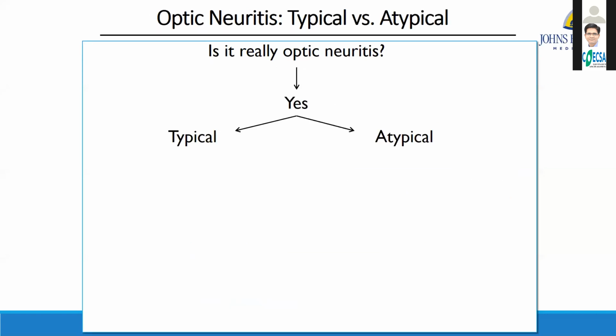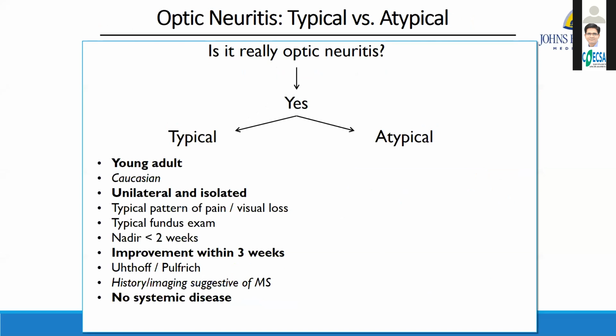But what if it is optic neuritis? The next question for us is, is this typical optic neuritis or is this atypical optic neuritis? And so how do we differentiate those? So typical optic neuritis tends to present in young adults and also pediatrics, as we've heard. I've put Caucasian in italics here because we'll talk about a bit later that I think the data around that is really skewed. Again, typical optic neuritis tends to be unilateral and isolating.